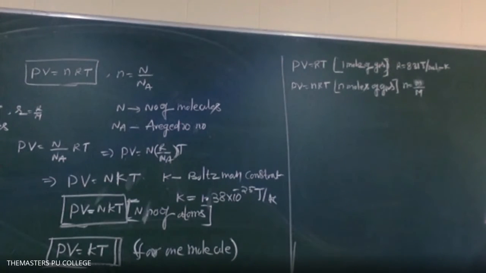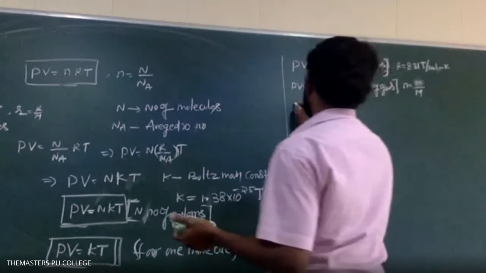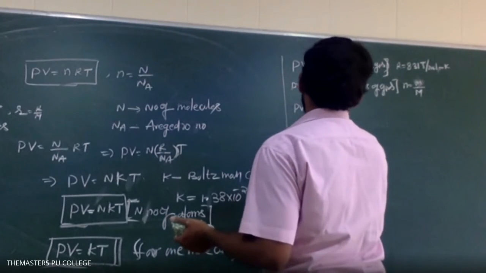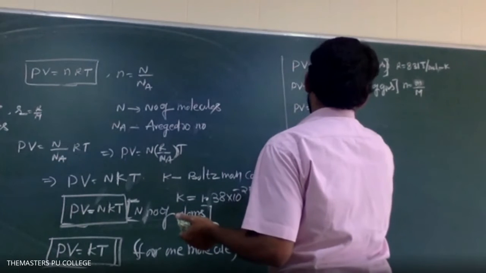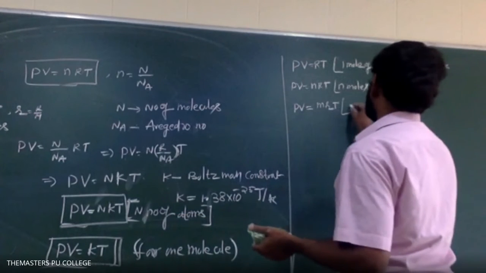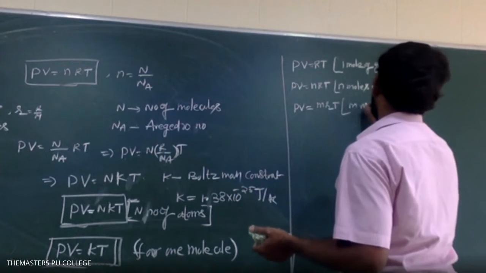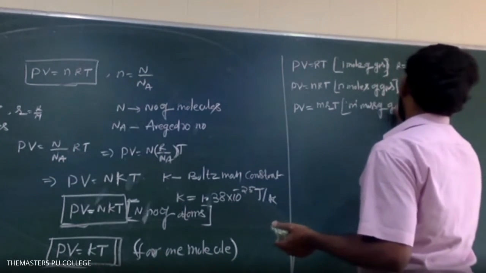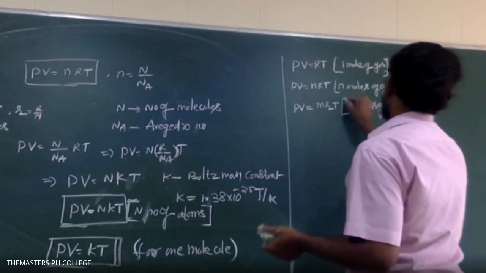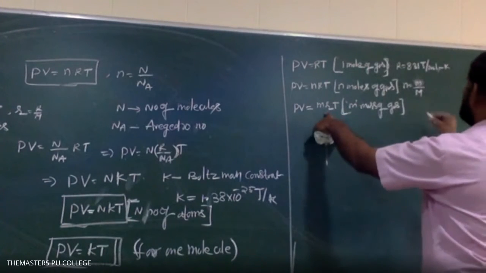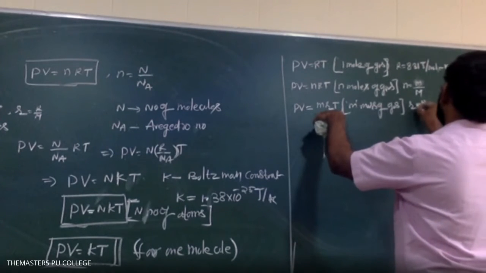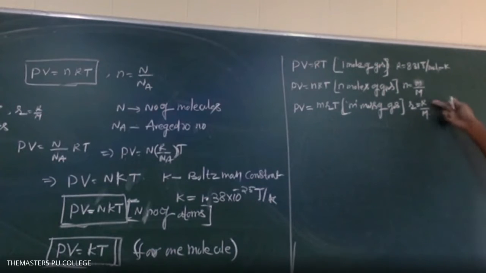Next, we can write PV equals m r T. This is for m mass of gas. Here the small r equals capital R by M. That is the specific gas constant. Its value is different for different gases.